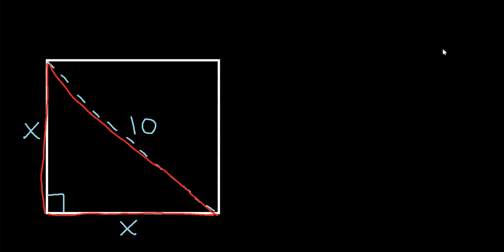And when we have a right triangle, we can apply the Pythagorean theorem, which says a squared plus b squared is equal to c squared, where a and b are the smaller sides and c is the hypotenuse. So what we can do is plug in x for a, plug in this x for b, and let this 10 right here be the c. So here's what we get. x squared plus x squared is equal to 10 squared.